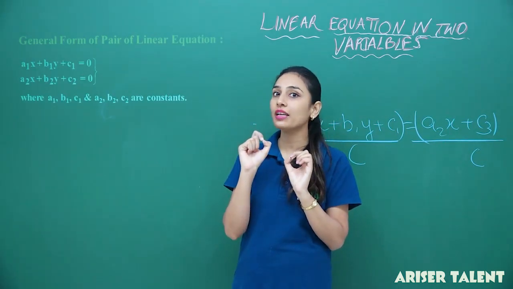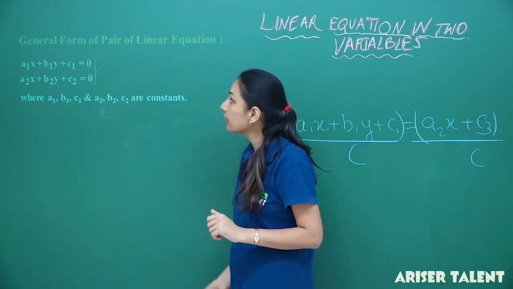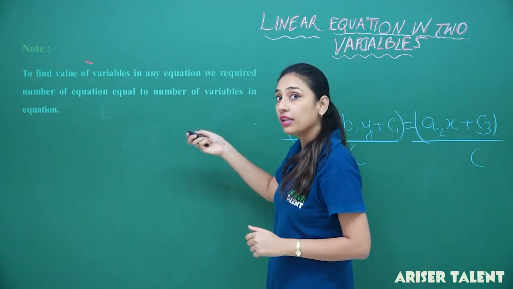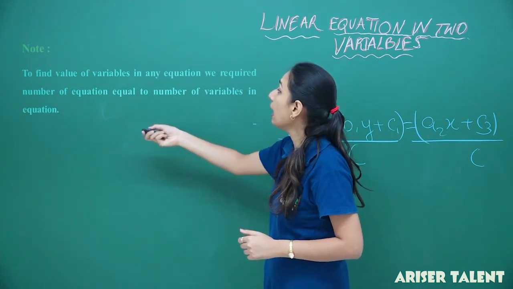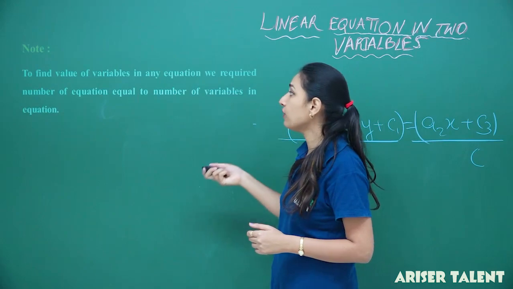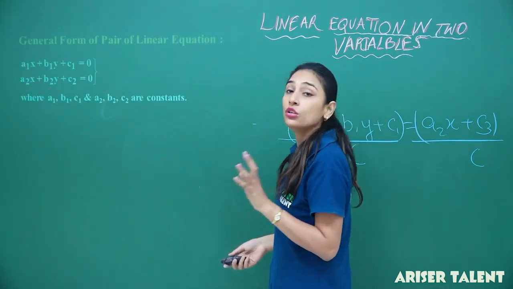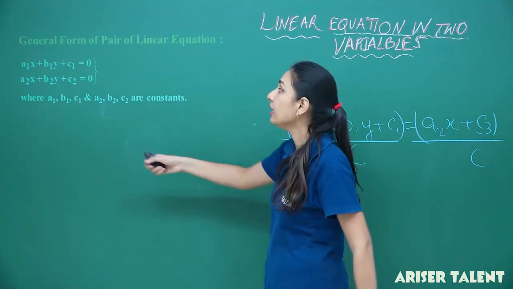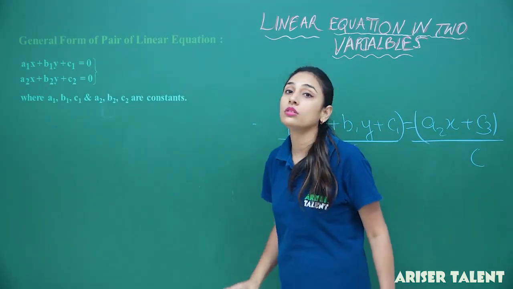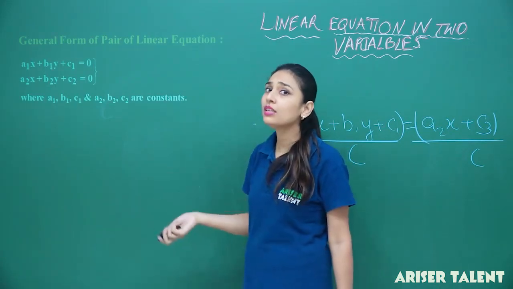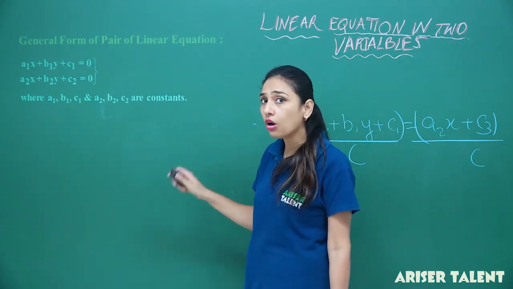Because we are having two variables, and we studied that to find the value of variables, we have to have the number of equations equal to the number of variables in the equations. So for two variables, we'll be having two equations, right? Where these are what? Constants.